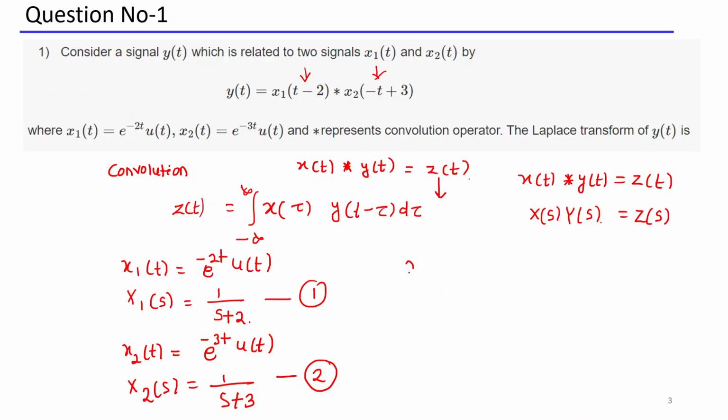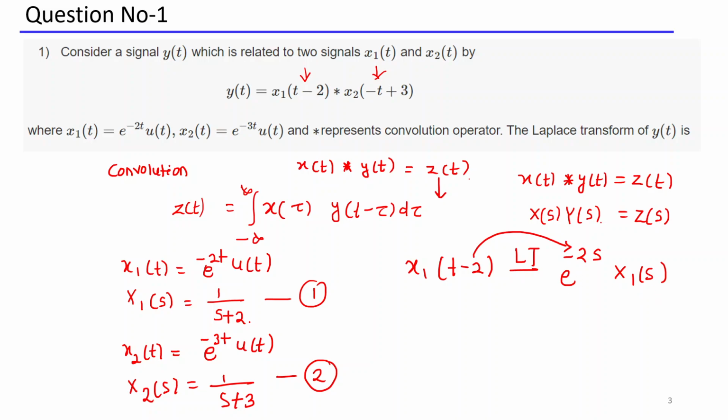Then x1(t minus 2). What is the Laplace transformation of this signal? Because you already know the Laplace transformation of x1(t) is x1(s). Then what is the Laplace transformation of x1(t minus 2)? It will be e to the power minus 2s into x1(s). This is the property. This is a time delay, a delayed signal by 2, so it becomes e to the power minus 2s x1(s). So this is the property.